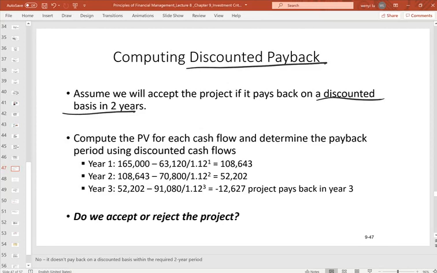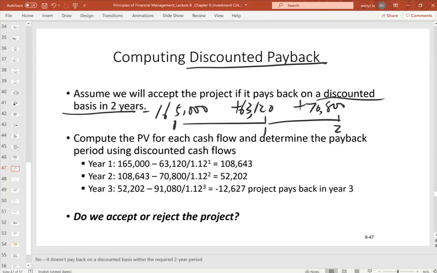Let me do the calculations for our example. You can see here our initial cost is $165,000. That's an outflow. On time 1, you receive 63,120, positive. Time 2 is 7,800, positive. Time 3 is 9,180, positive. So we will not add the numbers directly; we use the discounted payback period.